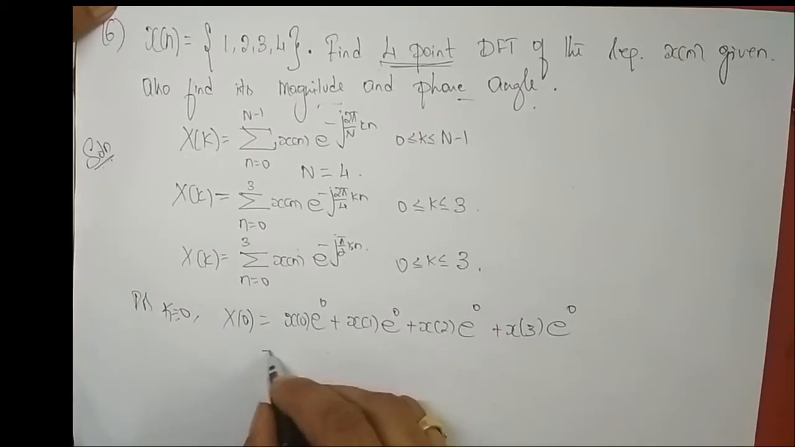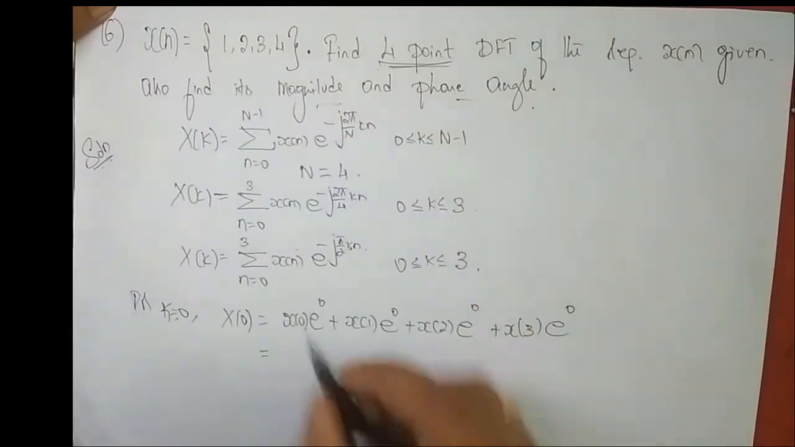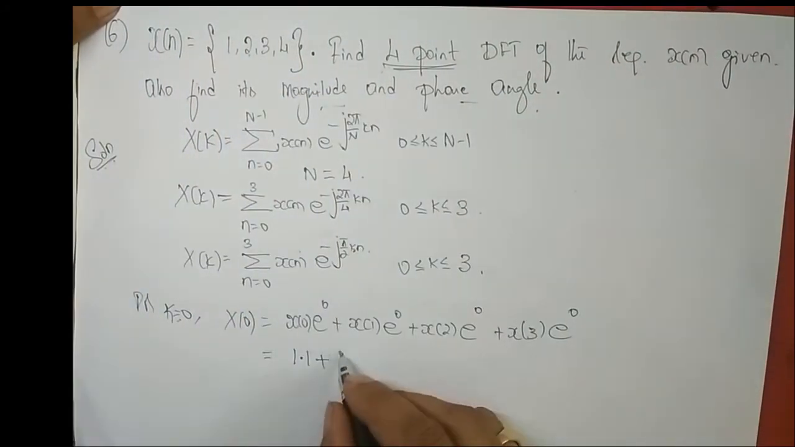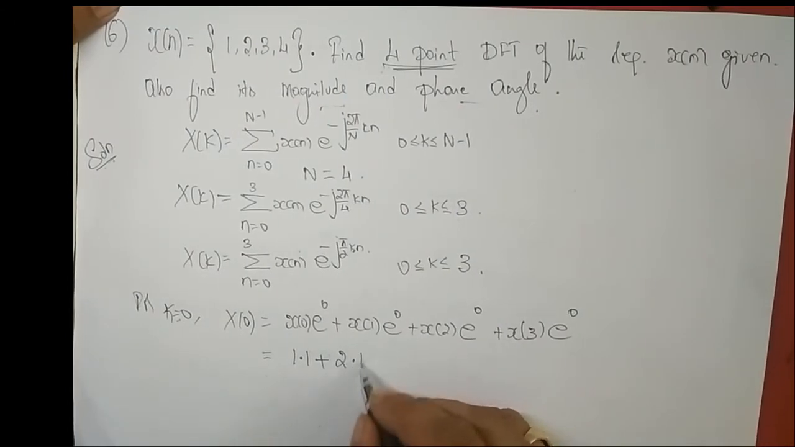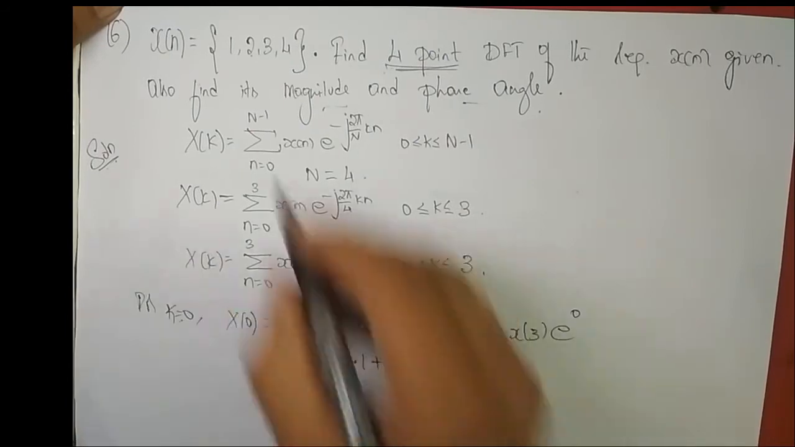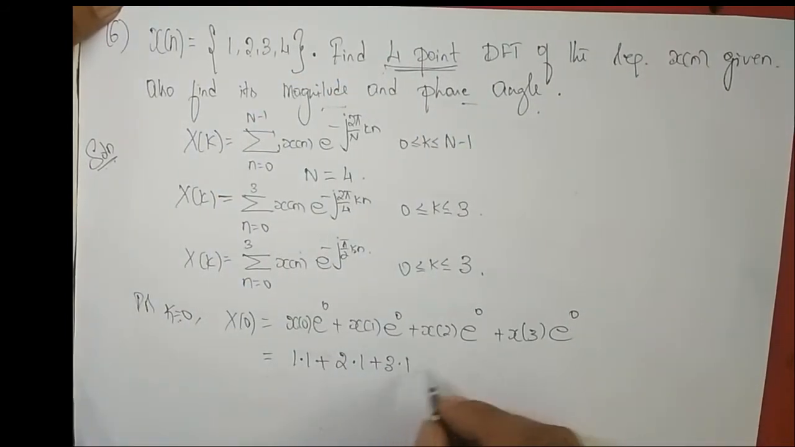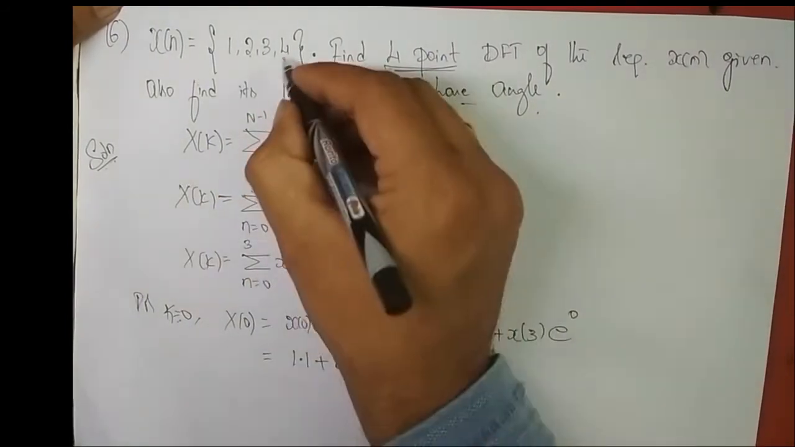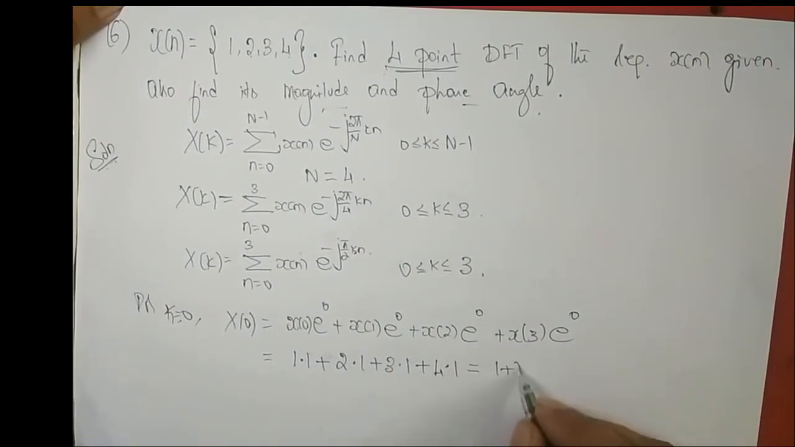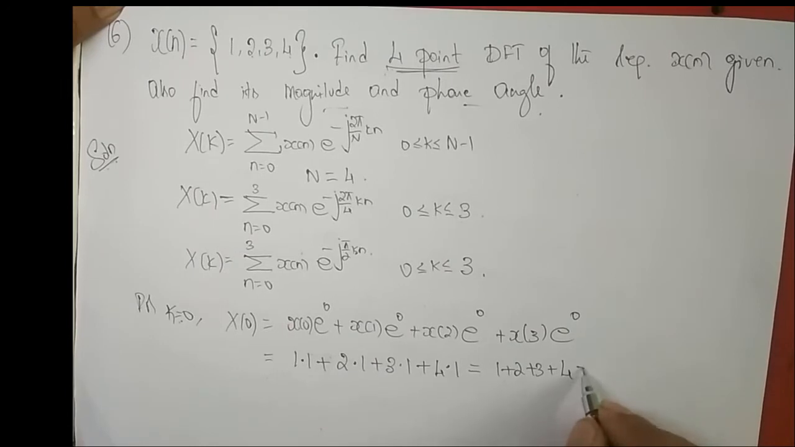So what is the value of x of 0? x of 0 is 1, into e power 0 which is 1, plus x of 1 is 2 into e power 0 which is 1, plus x of 2 is 3 into e power 0 which is 1, plus x of 3 is 4 into e power 0 which is 1. So this is equal to 1 plus 2 plus 3 plus 4, which is equal to 10.